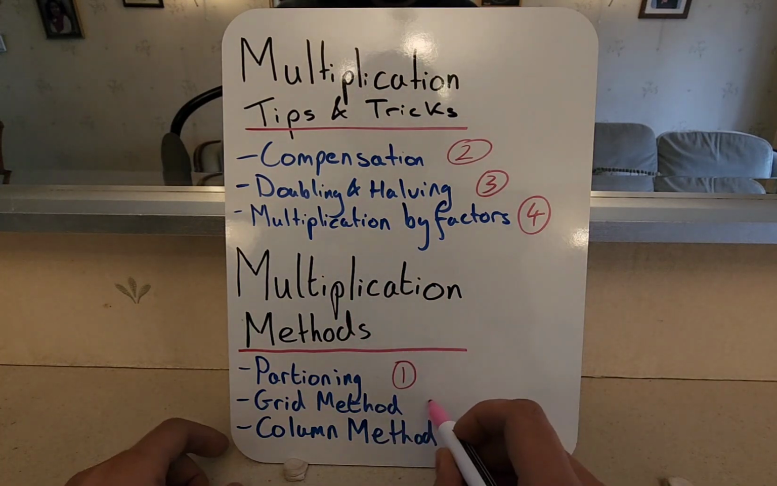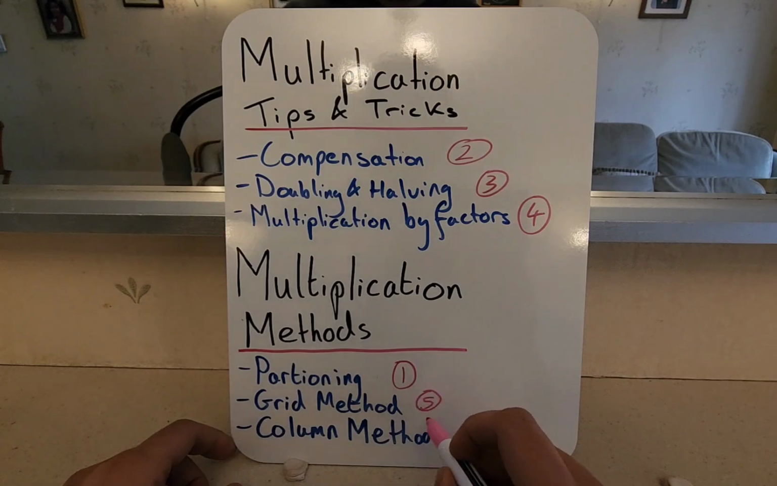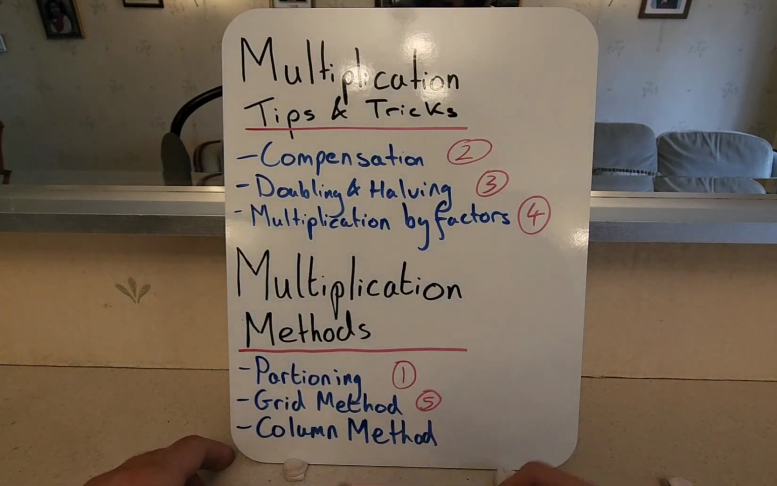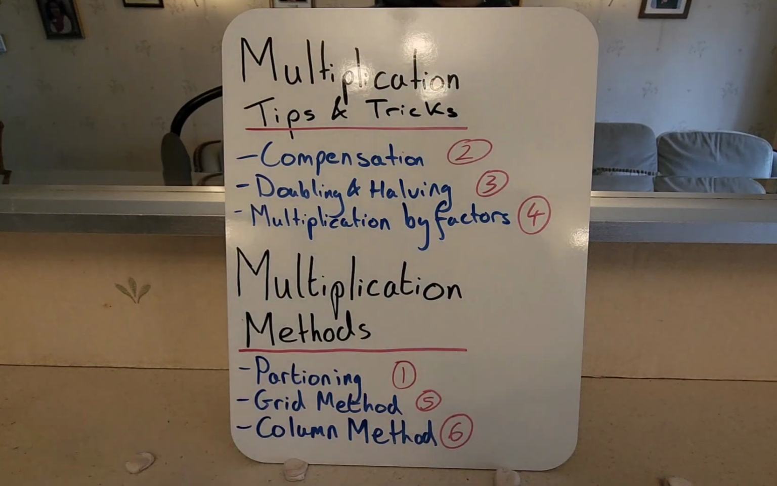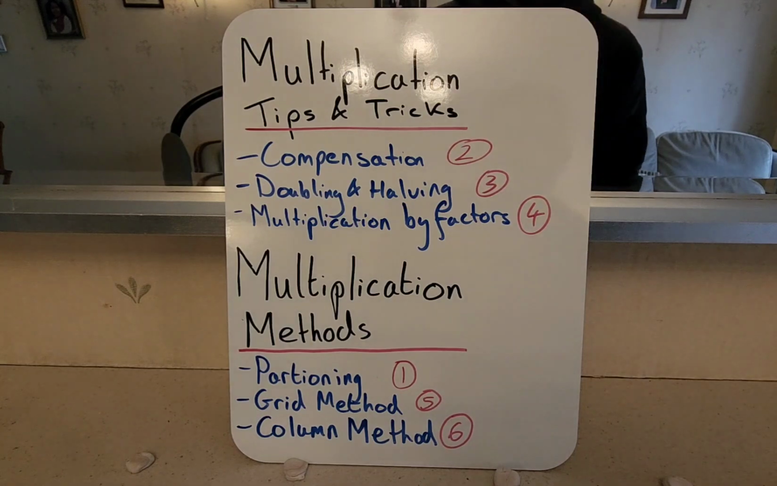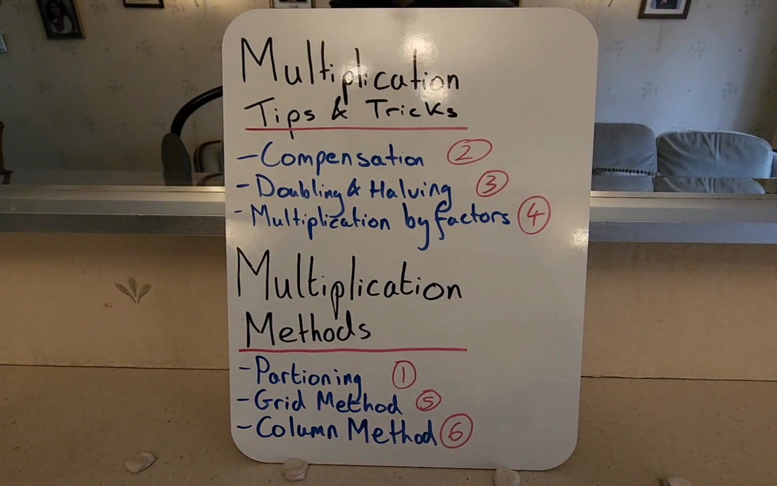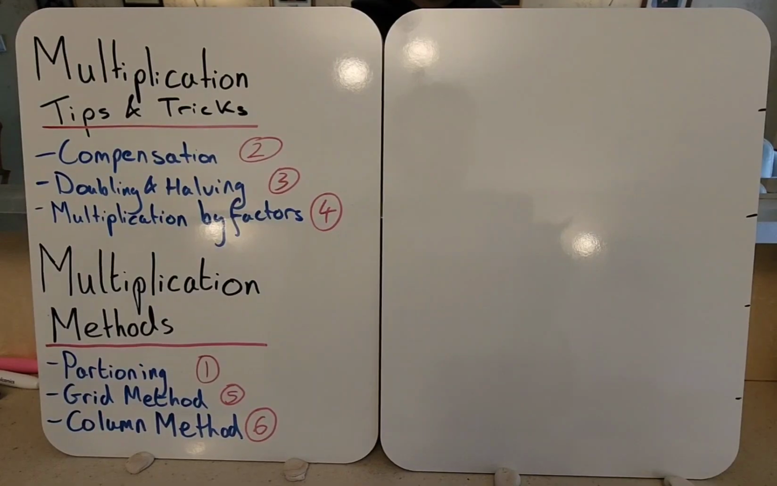Then we're moving over to grid method. Some of you might know, it's a bit similar to partitioning, but a bit more of a formal layout. And lastly, column method. I know there are lots of videos already out there on column method, and I know it's taught a lot to a lot of students. Personally, I'm not a big fan of it. I much prefer partitioning, but I want to include it and go through it, and I'll discuss it a little bit later.